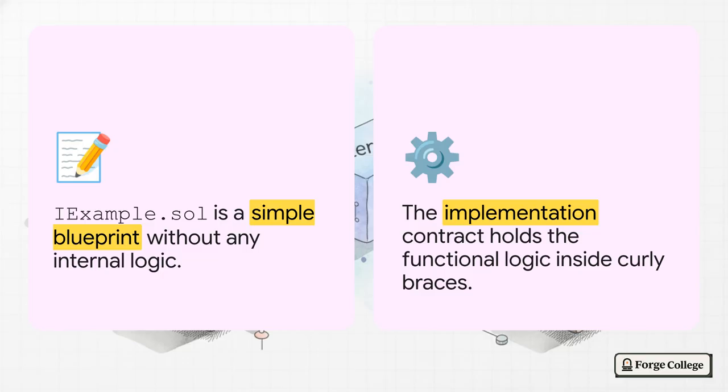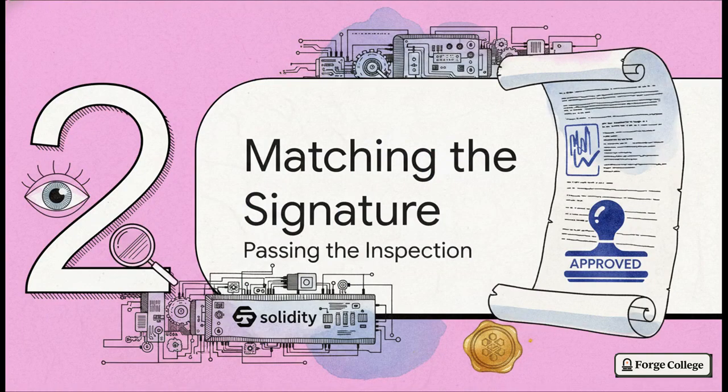Now, shift your focus over to the right side, exampleimplementation.sol. This is where the magic actually happens. Look at those curly braces. We've got moving gears here. Inside the store function, we're actively taking a value and assigning it to a state variable. And inside retrieve, we're returning that stored value. That right side, that's the actual meat of the contract. The blueprint on the left tells the world what the machine can do, but the implementation on the right is what actually does it.